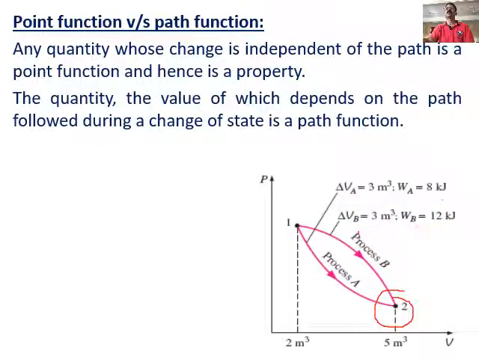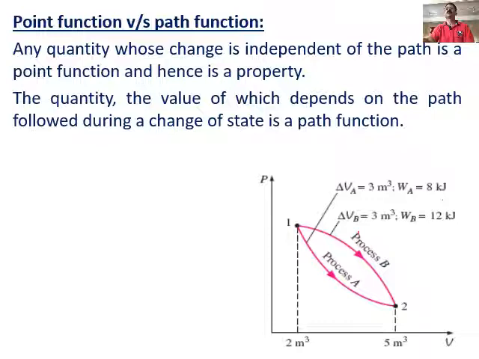Now from this what you can understand is, for volume, though the system has traversed along 1A2 or 1B2, the change in volume will remain the same. Whereas for the work, it is different for path A and path B. So what you conclude is, volume is a point function. It doesn't depend whether you moved along A or along B. However you reach from state 1 to state 2, because 1 and 2 are fixed points, the change in volume will be the same.